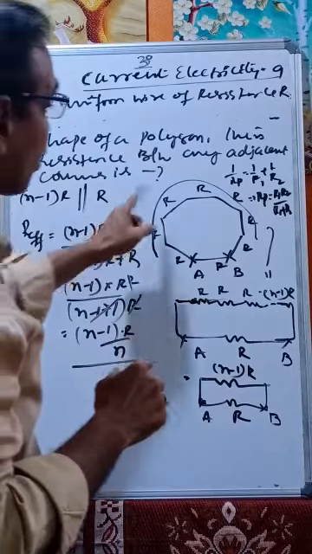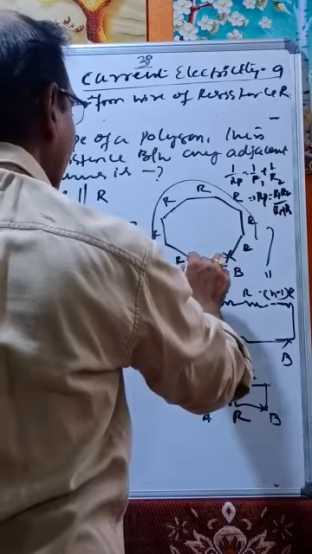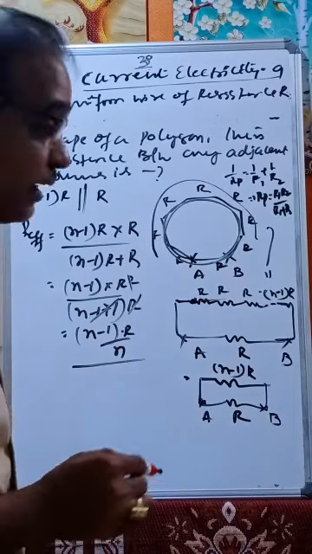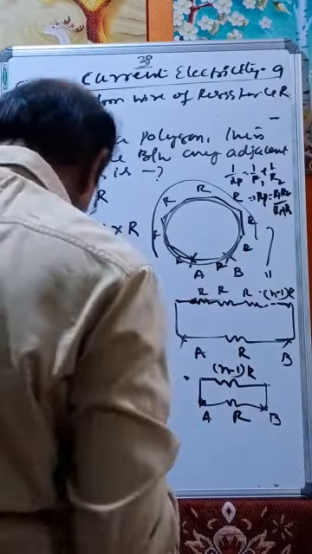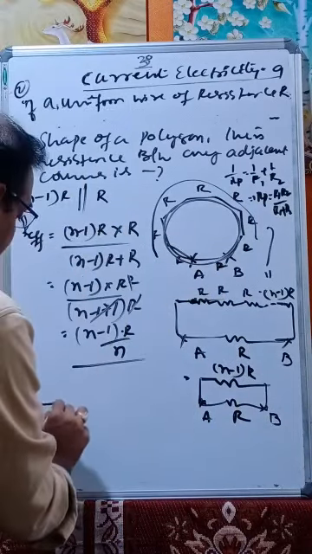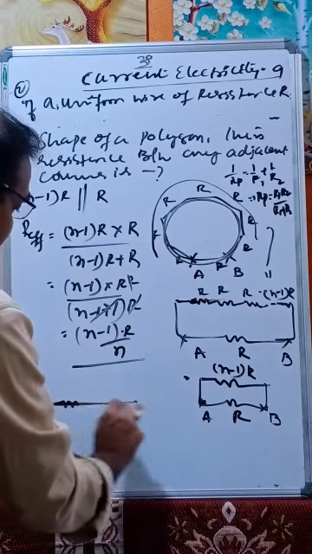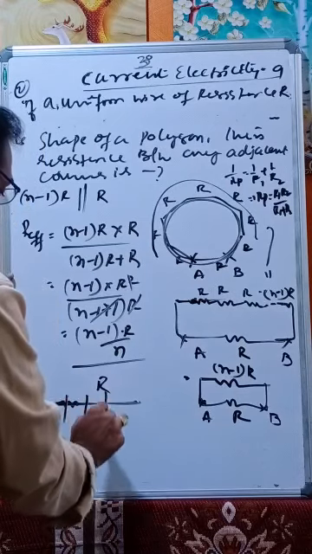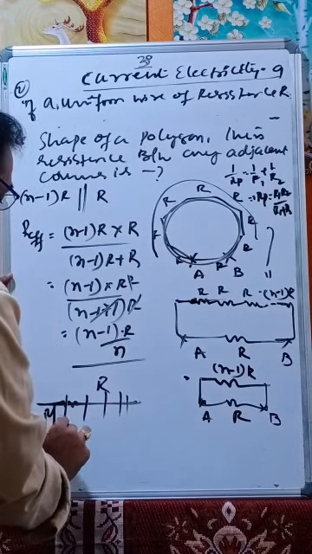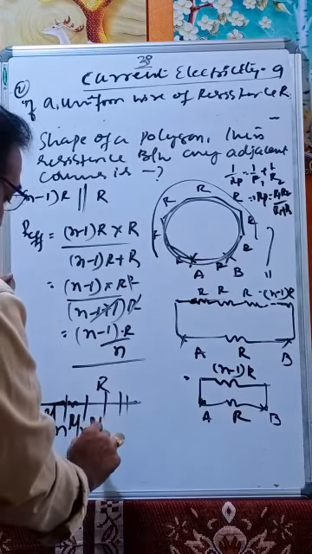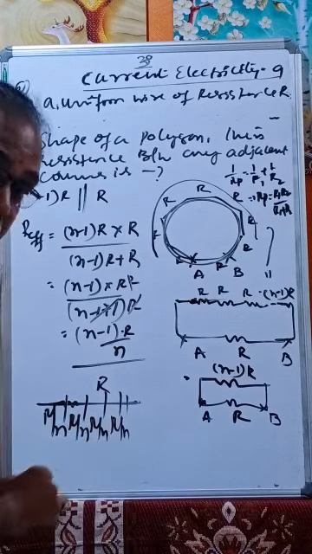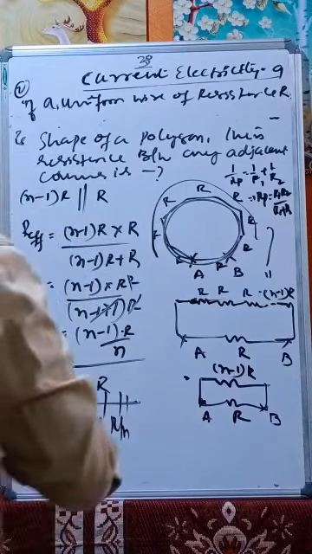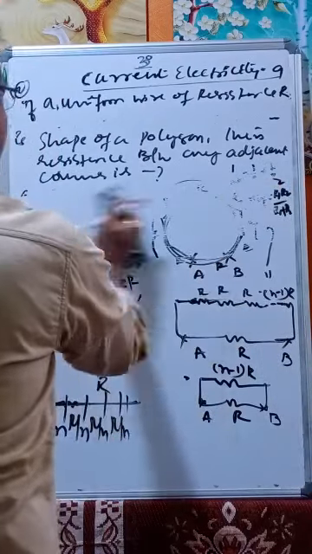Here we take the total resistance of the wire as R. It is divided into n parts. Therefore, this wire of resistance R is divided into n equal parts, and the resistance of each part is R by n. Therefore, how do we do this one?